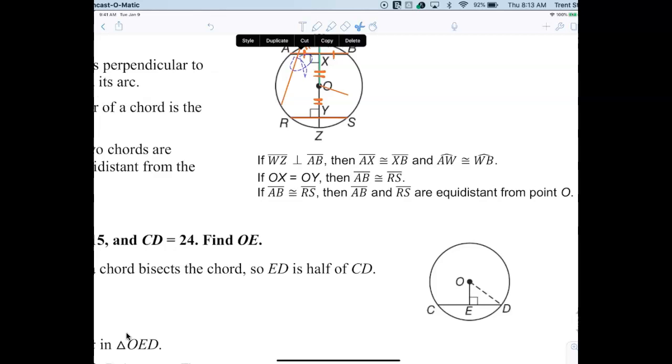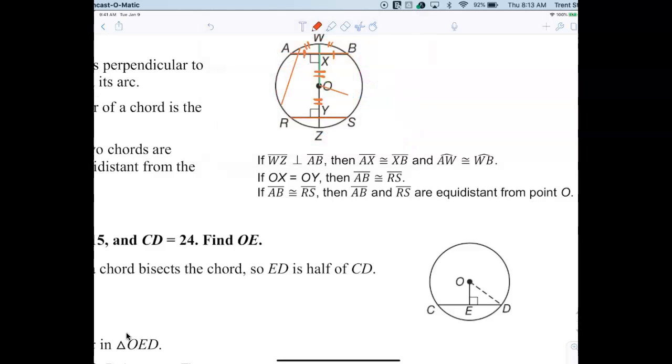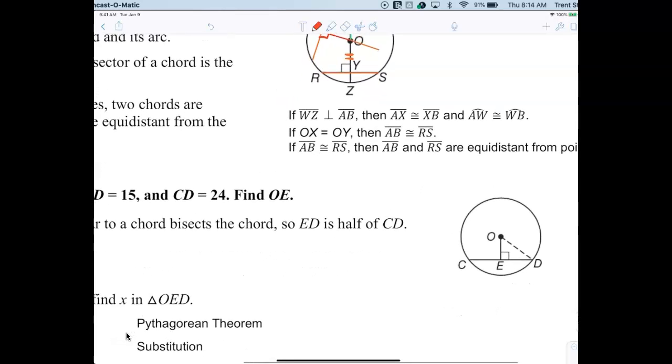Now, equidistant, I'm not sure if I even said this, so let's make sure you're hearing me. The distance is always the shortest distance, which makes it perpendicular. Does that make sense? I'm not going to say, for example, this is the distance, because that's not perpendicular. But if I make it this way, now it is perpendicular, so that'd be the shortest distance. Hopefully I'm making sense there.